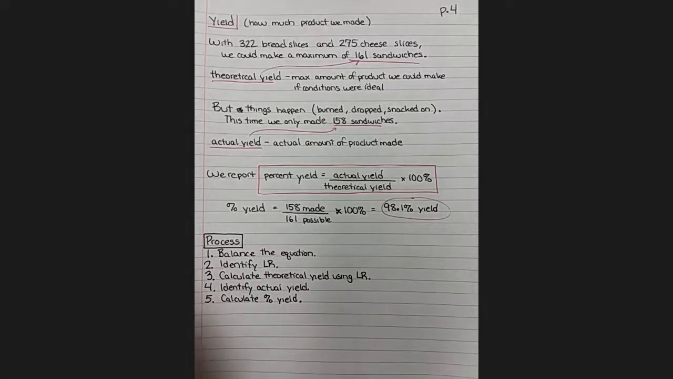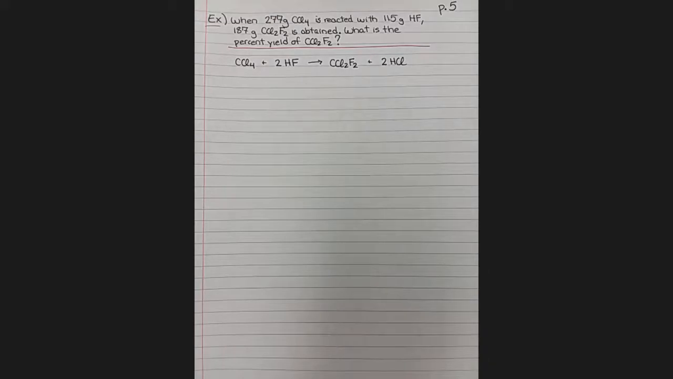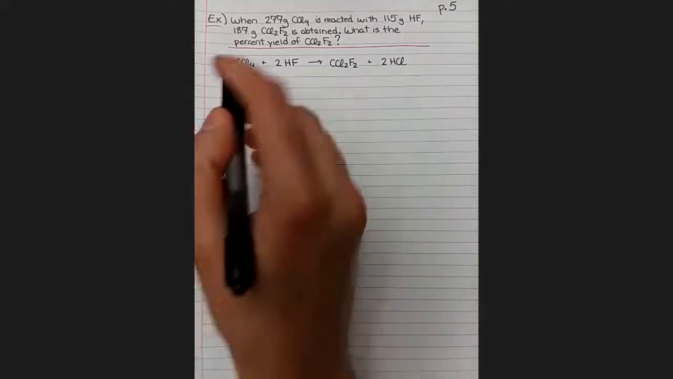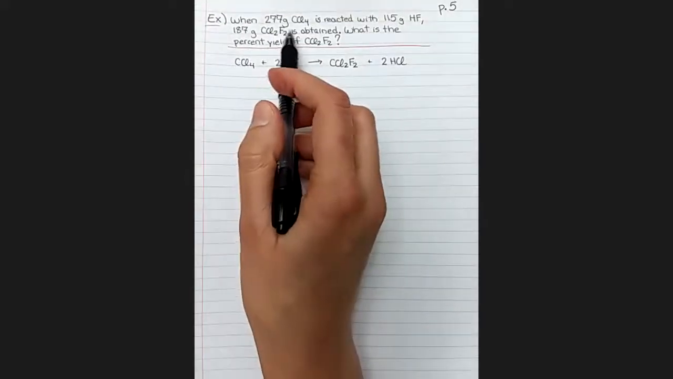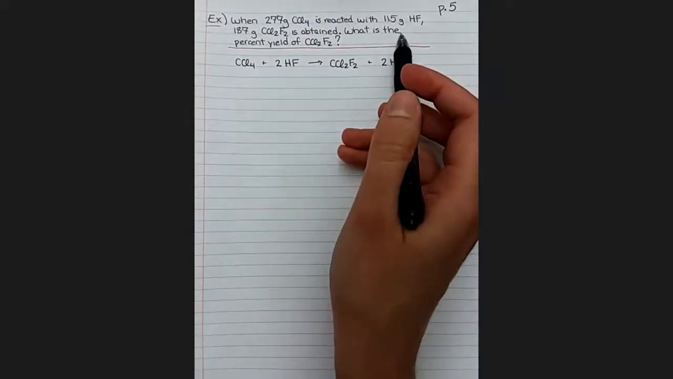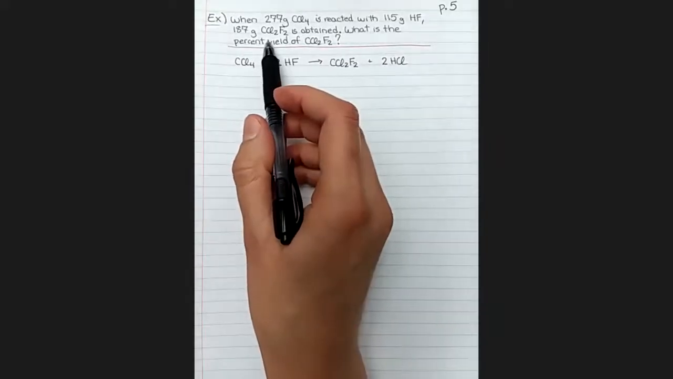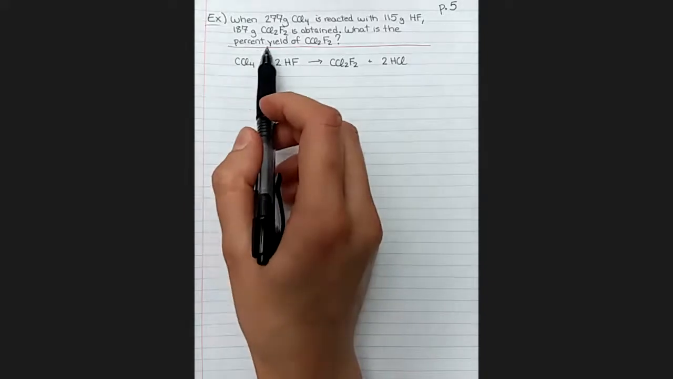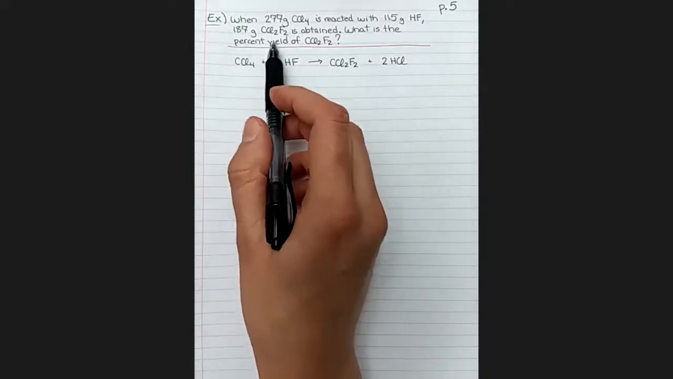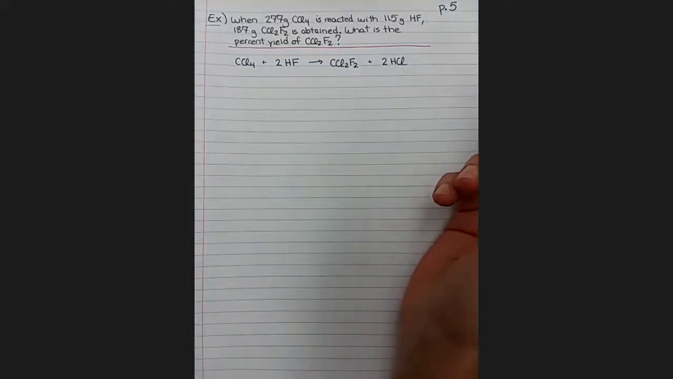All right, so let's use that process to do a chemistry problem. Well, I have pre-written it for you, so go ahead and take a second and write that down, and then we will solve the problem. So this says when 277 grams of carbon tetrachloride is reacted with 115 grams of hydrogen fluoride, 187 grams of difluoromethane is obtained. What is the percent yield for difluoromethane?